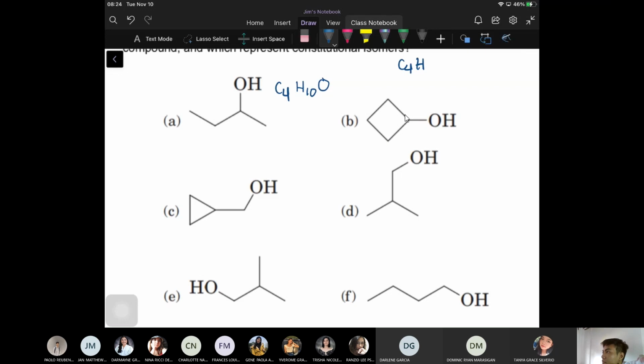No? How about this carbon? So, may tatlong bonds na yan. So, ibig sabihin, isa na lang yung pwede for the hydrogen. This will be 2, 2, 2, and 1. So, 2, 4, 6, 7, 8. Kasama yung hydrogen sa OH, ha? Baka kalimutan nyo. Followed by the oxygen atom.